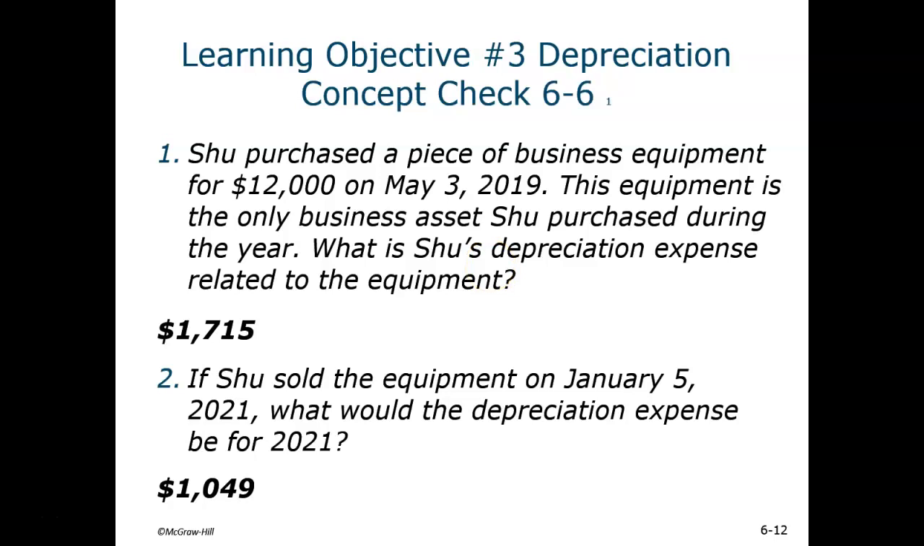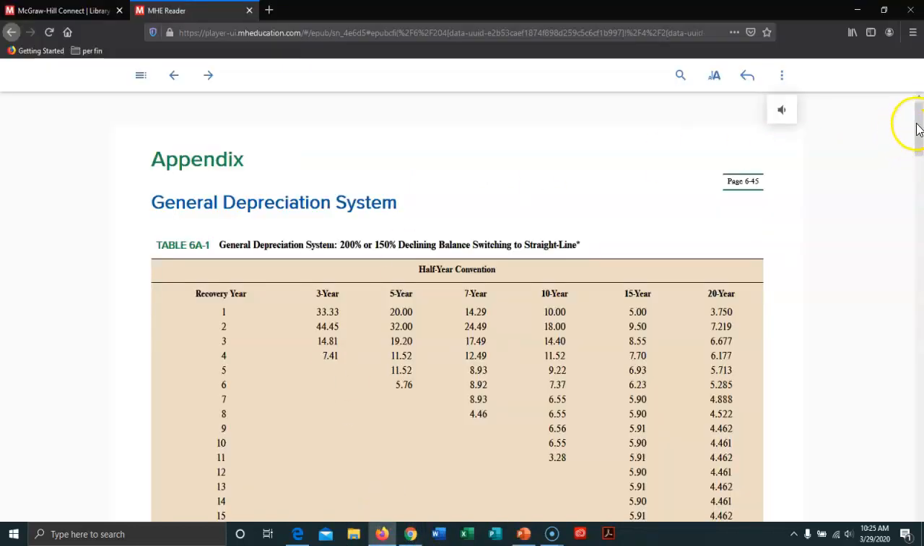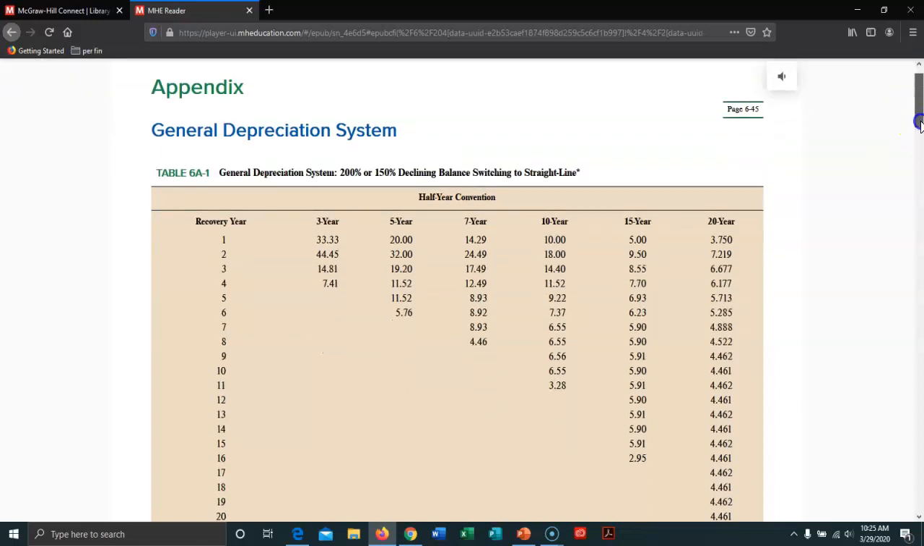All right, so here's where I want to go into one of the ways to make doing depreciation calculations really easy. So I'm going to back out a little bit and go over here to your textbook. You'll notice at the back of chapter 6, we have these appendices that relate to depreciation tables. By using these tables, it's going to make your life really easier.